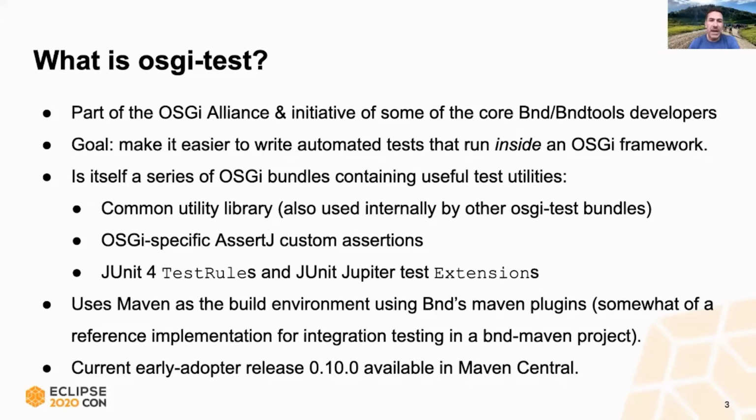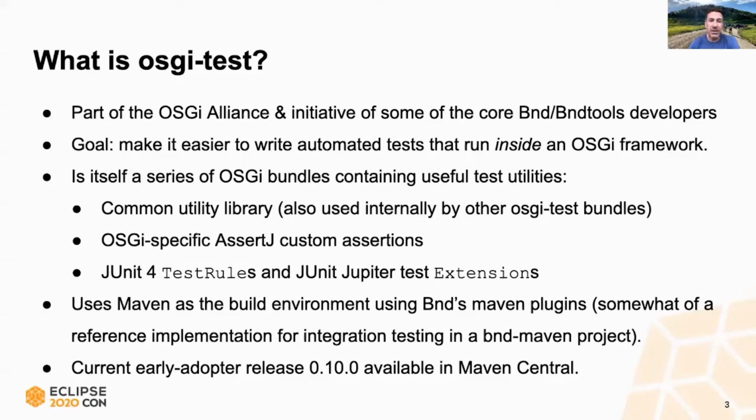We're also big fans of AssertJ as a testing technology. So we have some OSGi specific custom assertions for AssertJ. And we have some support for both JUnit 5 in the form of test extensions and JUnit 4 as test rules and JUnit Jupiter's extensions. BND has some support for Maven, Gradle, and also Eclipse. And we're going to have an example here where we're going to show you using Maven to do it.